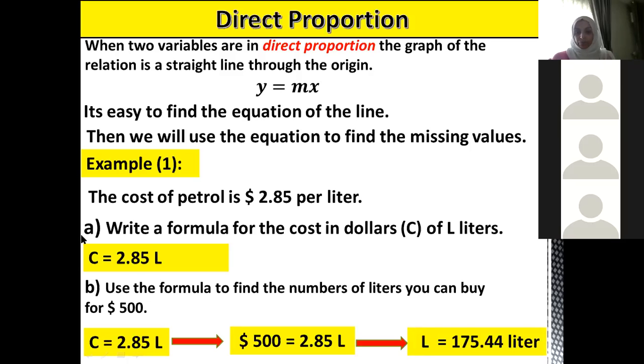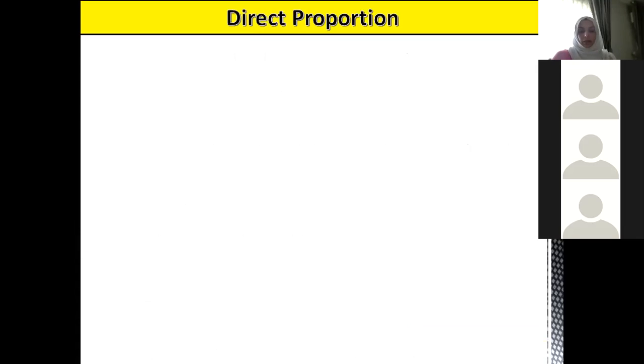Okay? Remember, direct proportion passes through the origin and takes the general formula of mx. Does anyone have a question here before I continue with direct proportion? Yeah, here we are.